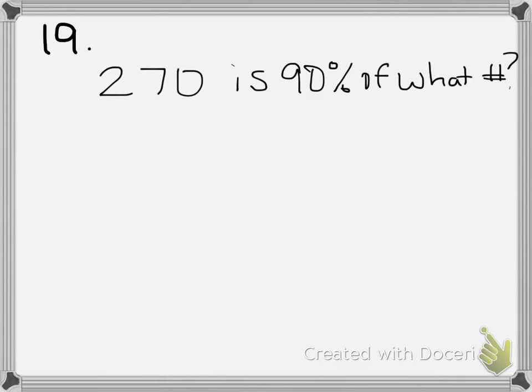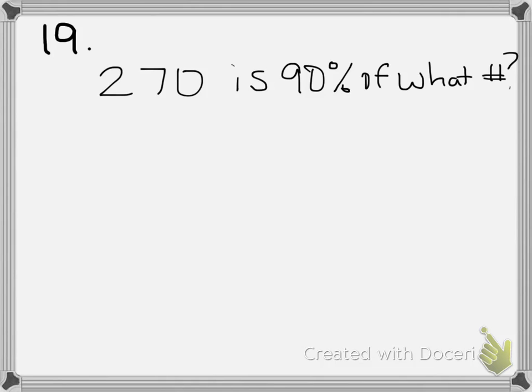All right, so now we're looking at number 19. Number 19 says 270 is 90% of what number? And since they haven't given us the double number line, we can always use the double number line if you prefer that strategy, but it's not requiring you to use it for this specific problem.